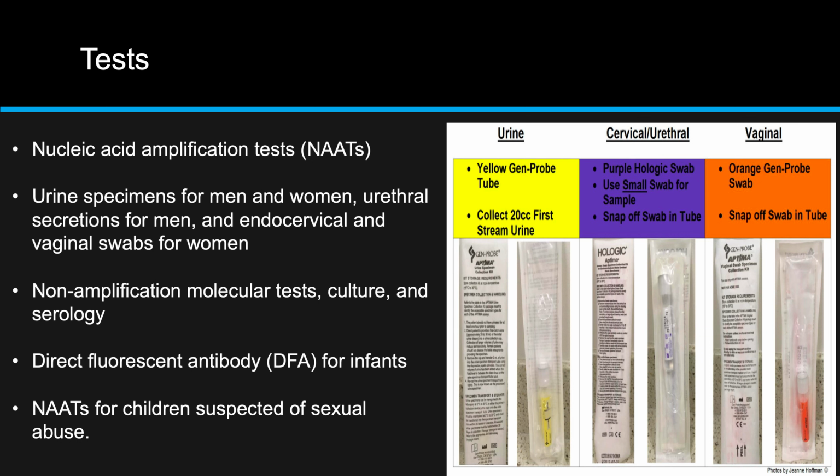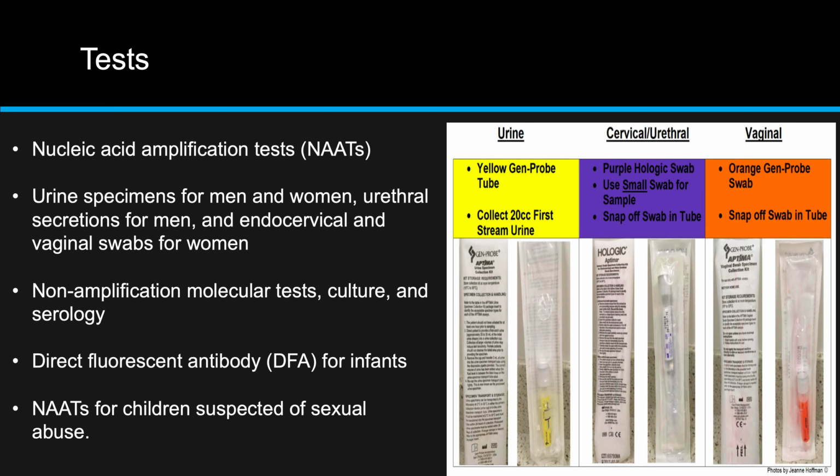The selection of a laboratory test to detect the presence of Chlamydia trachomatis is a critical component of disease management and prevention. Nucleic acid amplification tests are the preferred testing method because they amplify nucleic acid sequences specific to the detected organism. There are multiple of these tests available for diagnostic testing, which include urine specimens for men and women, urethral secretions in men, and endocervical swabs in women. Some tests are cleared for vaginal swabs as well. Some other tests include non-amplification molecular tests, culture, and serology.